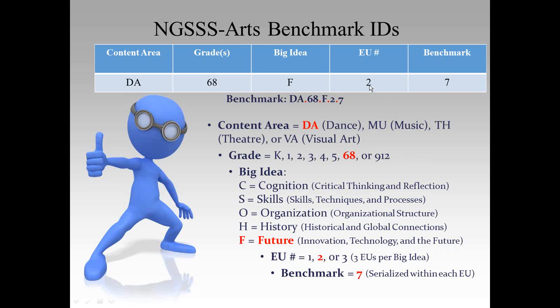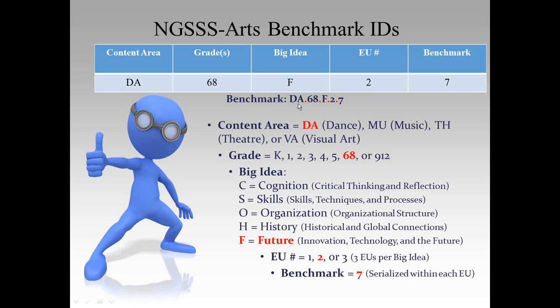And then in this particular case, we're looking at the second enduring understanding, remembering that there are 3 enduring understandings for each of these 5 big ideas, which of course mathematically comes out to a total of 15. And then this references benchmark 7, remembering too that we could have as many benchmarks as we wanted for each EU, and they are serialized. This is a limited set. Big ideas are only 1 through 5. EUs can only be 1 through 3, but the benchmarks are serialized and unlimited.